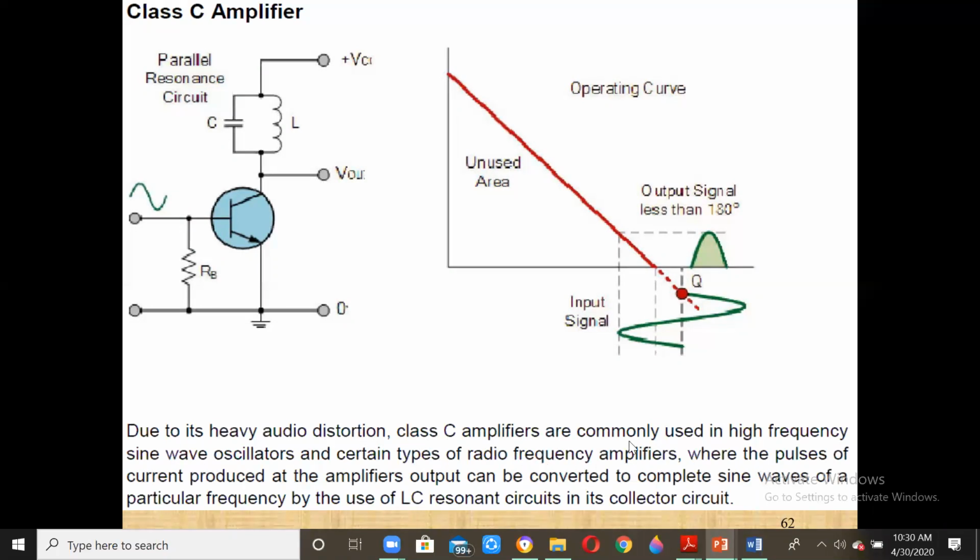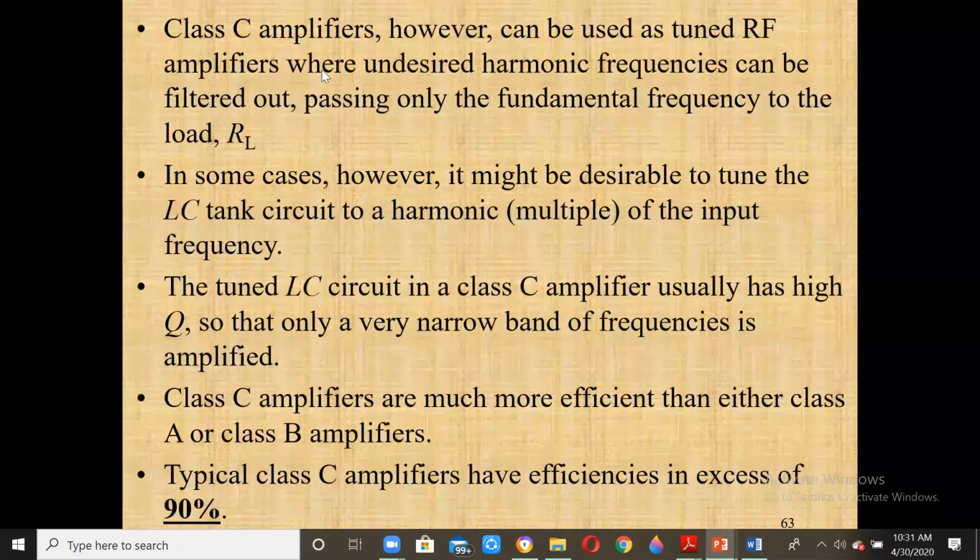This is a large frequency over here when we talk about radio frequency, where the pulses of the current produced at the amplifier output can be converted to the complete sine wave of a particular frequency by use of an LC resonant circuit in its collector circuit. So the class C amplifiers, however, can be used as tuned RF amplifiers. This we already discussed, where undesired harmonic frequencies can be filtered out.